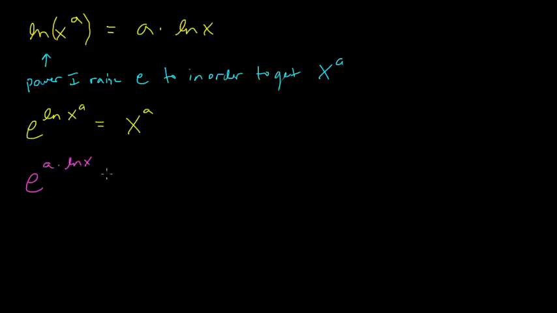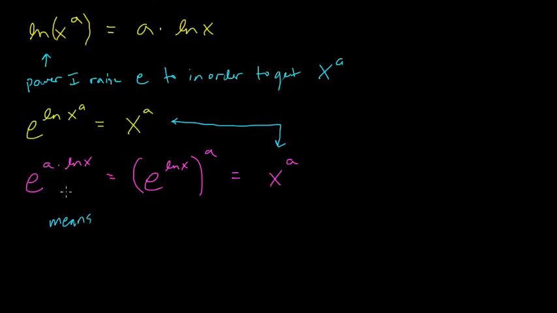Now I'm going to use another rule of exponents. That rule says if my exponent is the product, then I can write it as e to one of those terms and then raise the whole thing to the a. But now this term inside the parentheses, e to the natural log of x, is just x. So now I have x to the a. And so we see that e to the natural log of x to the a gives me the same thing as e to the a times natural log of x.